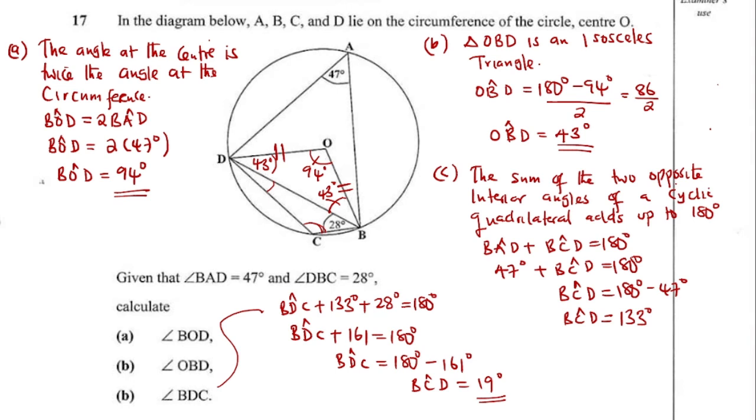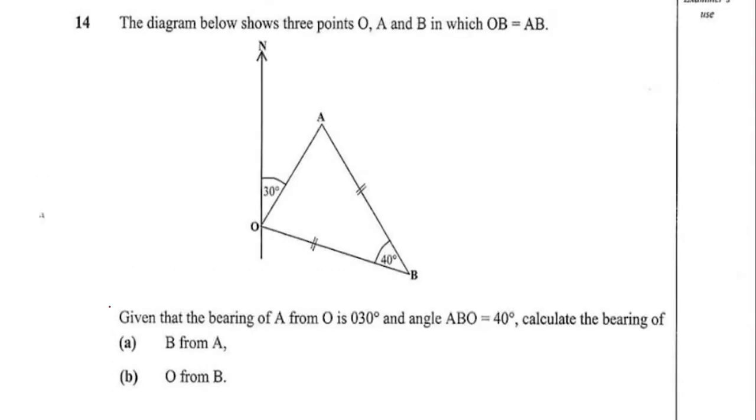So we'll go to the next question. This question is coming from bearings. So the question says that the diagram below shows 3 points O, A, and B, in which OB and AB are equal. So when these are equal, that means that two angles there also are what? Are equal. Meaning the angle at A and the angle at B.